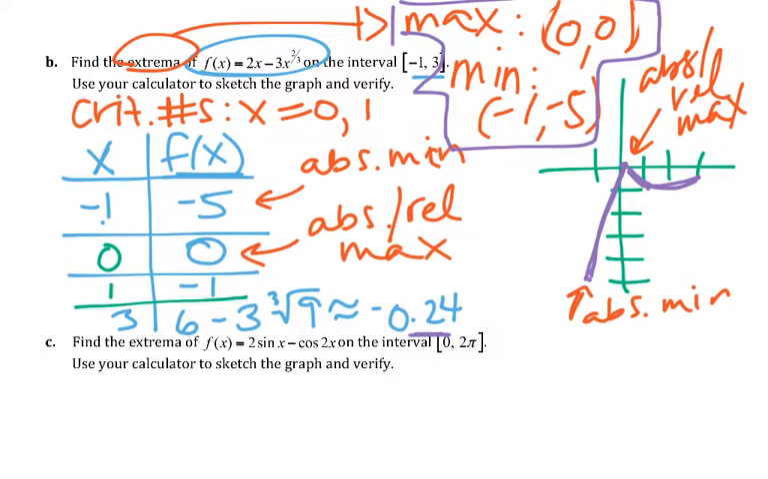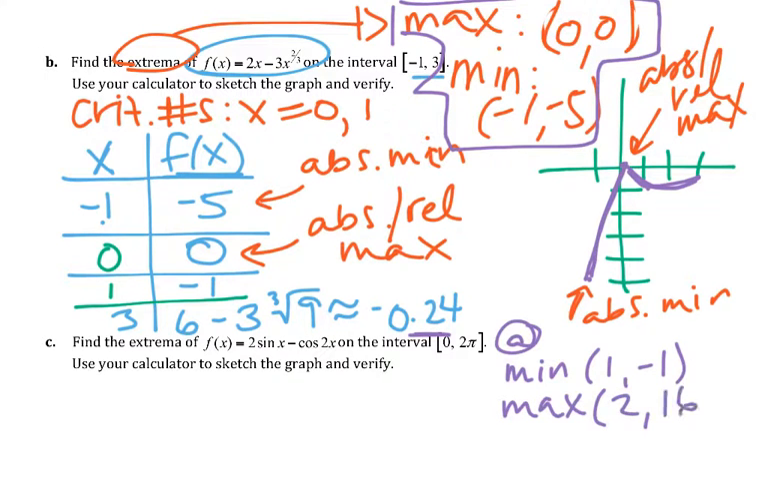Those are the extrema. That also means for A, I didn't quite give it in the correct format. In A, our min should be at 1, -1, and the max is at 2, 16.